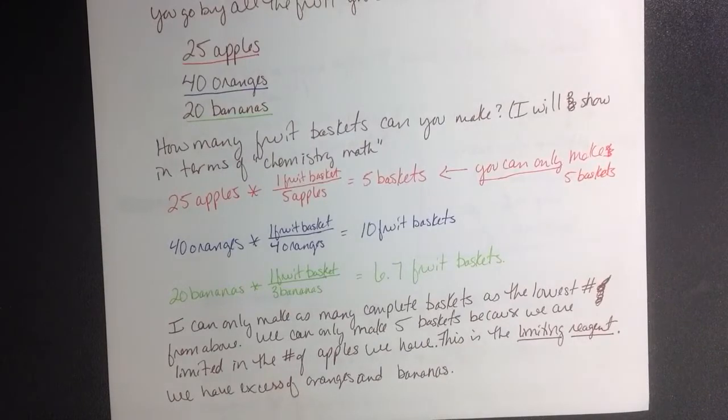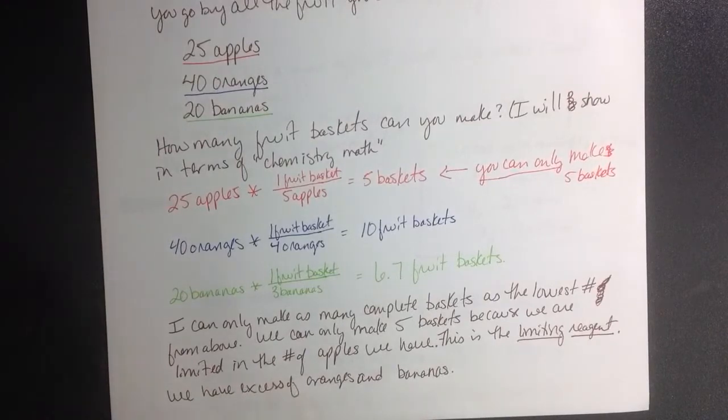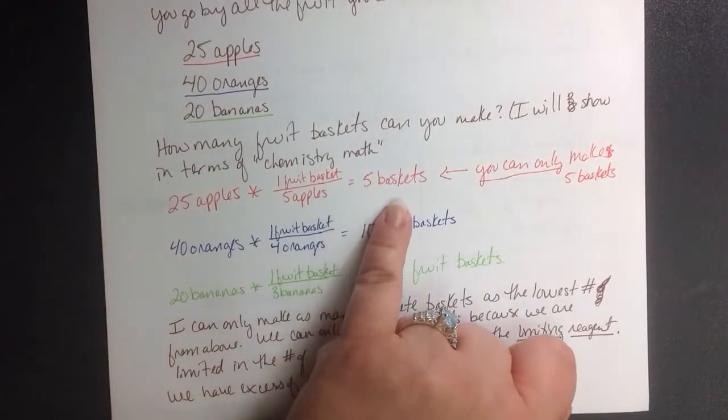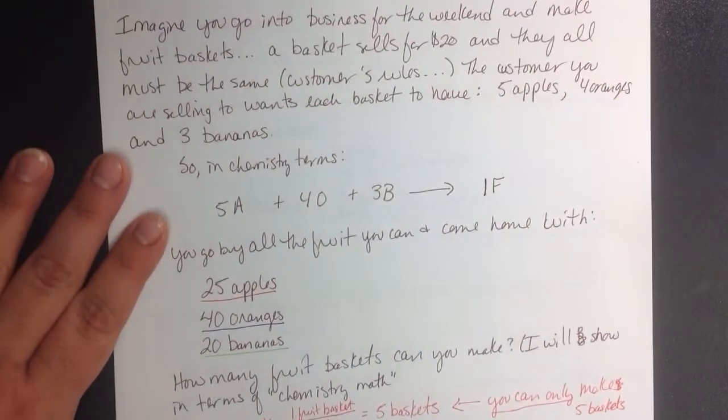Well, apples is what we call the limiting reagent, because we can only make 5 baskets, and then we have to stop, or yes, we have to go back to the store. That would be a different equation though, right? So in truth, I can make 5 baskets and 5 baskets only, because I can only make as many fruit baskets as the least number of my ratio would go.